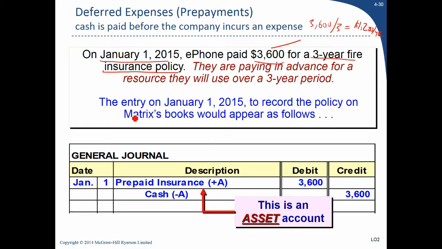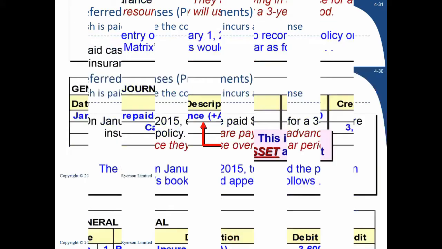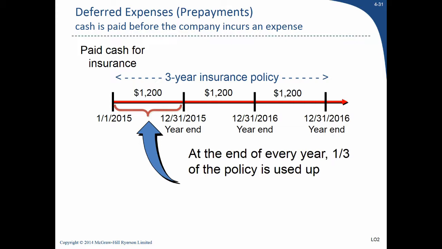So the entry, I shouldn't say matrix, I should say ePhone, but the entry on January 1st to record the policy would appear as follows. Debit, prepaid insurance, credit, cash. This is nothing new, right? All we're doing is transferring cash. This is the same chart we saw for that deferred revenue. This just shows sort of graphically at each year end, we use up 1,200, okay?